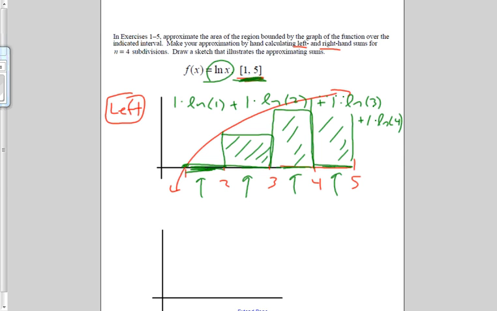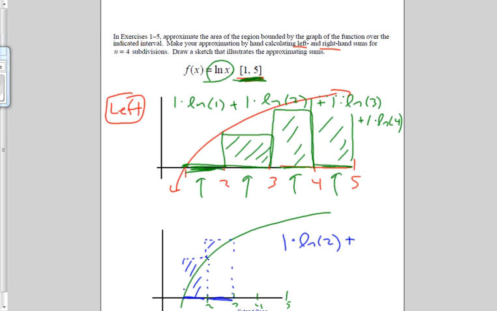What about a right-handed? Well, it's going to look very similar, only now in my right-handed, so 2, 3, 4, 5. In my first area approximation, I'm using my right value. So width of 1 times ln of 2 plus, and then from 2 to 3, I use my right bound. So plus 1 times ln of 3.